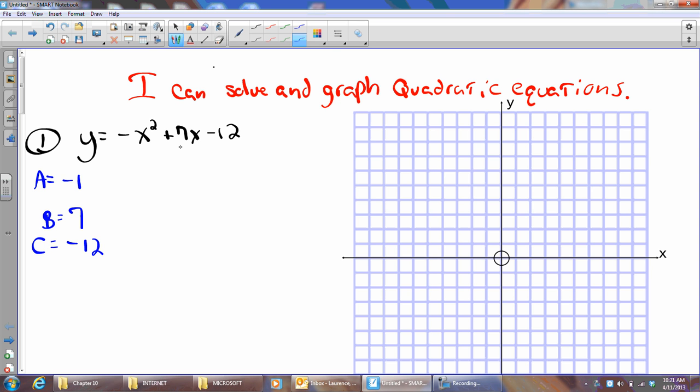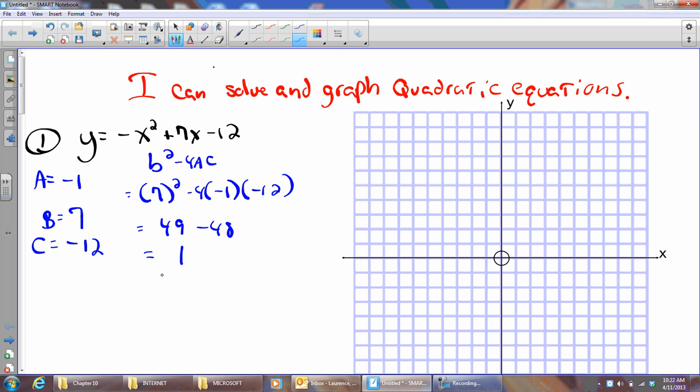All right, and now I'm going to go look for my discriminant. Remember, the discriminant tells me how many solutions there are going to be, how many zeros. So I'm going to use b squared minus 4ac to get my discriminant. And so I'll put 7 squared minus 4 times -1 times -12. And so I'm going to get 49, and that's going to be a -48. And so my discriminant is 1.